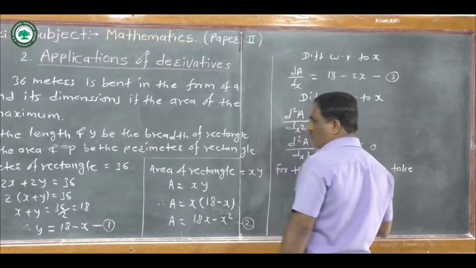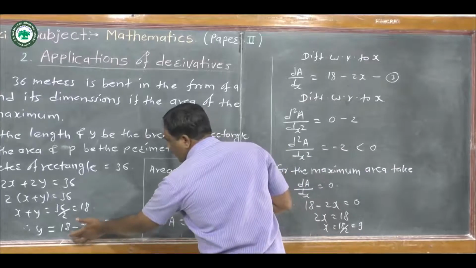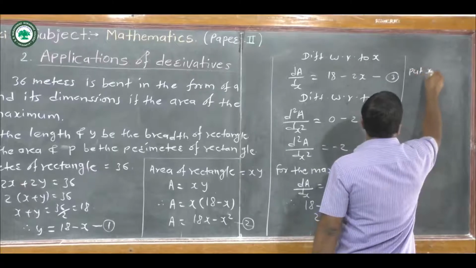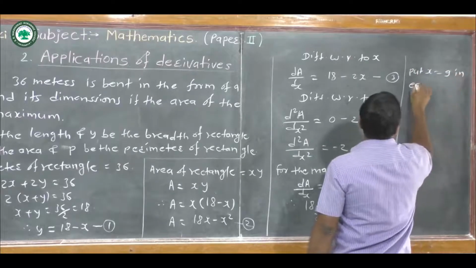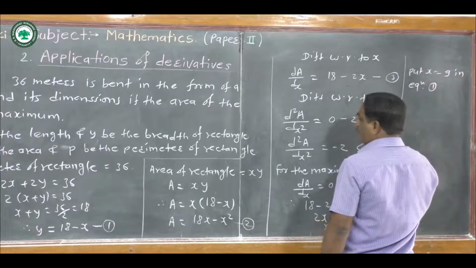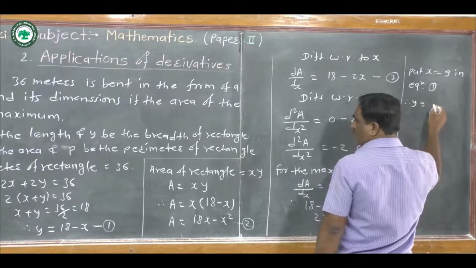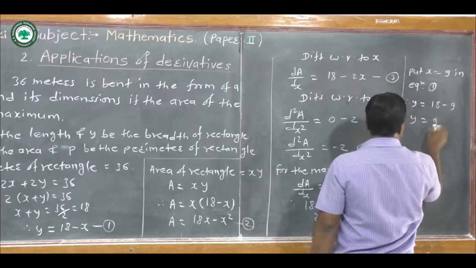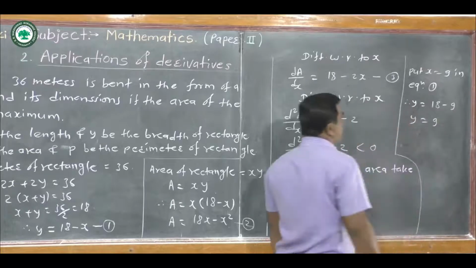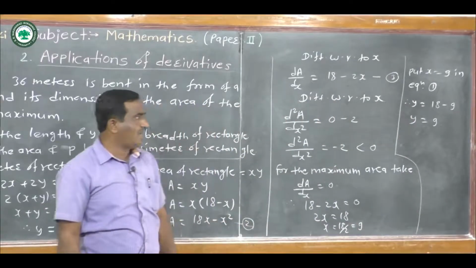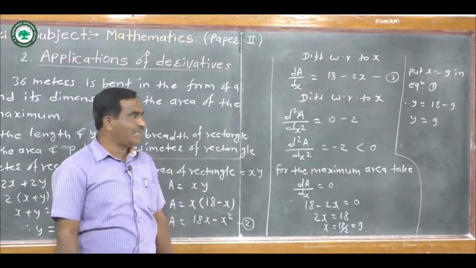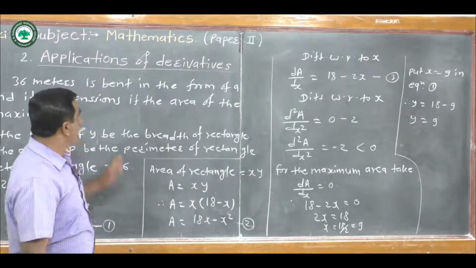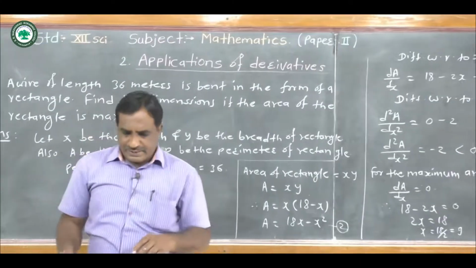Now we want to find the value of y. Therefore, put the value of x in equation first here. Put x equal to 9 in equation first. Therefore, y is equal to 18 minus 9, y is also 9. That is, the dimensions of rectangle are x equal to 9 and y equal to 9 when the area of the rectangle is maximum. Okay, now this is the answer for this example. Now we see the next example here.